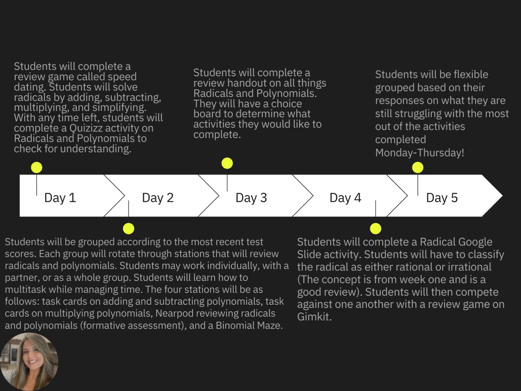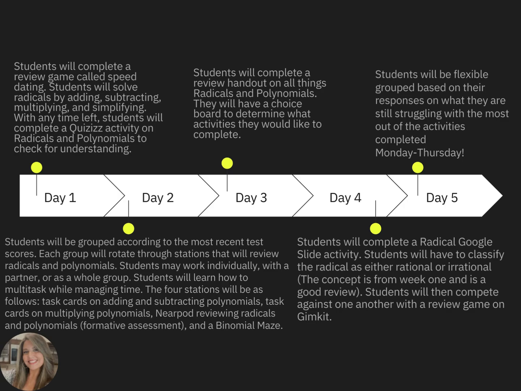Each day was different for students. On day one, students completed a review game called speed dating, where students had to solve radicals by adding, subtracting, and multiplying. Then they completed a quizzes activity on radicals just for us to check for understanding. I used that and grouped them accordingly based off that quizzes. Then they did a Nearpod reviewing radicals for formative assessment, and then they did binomial mazes.